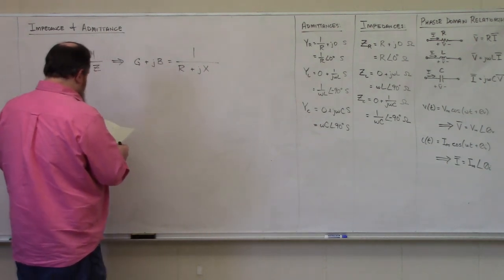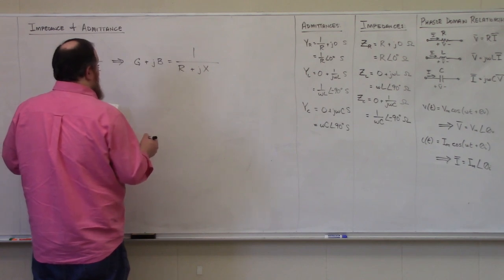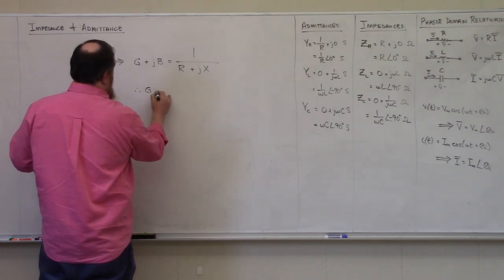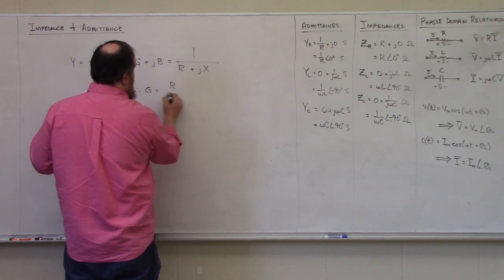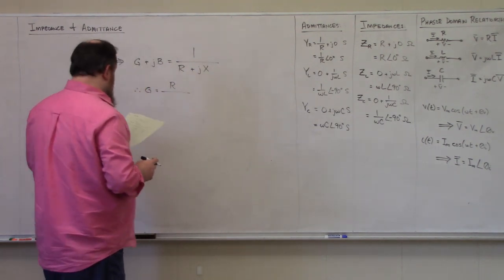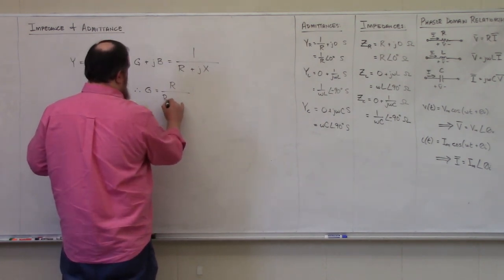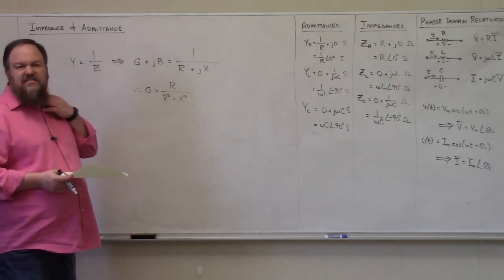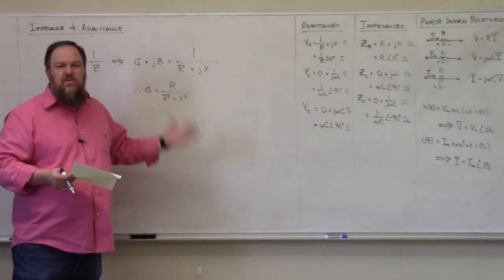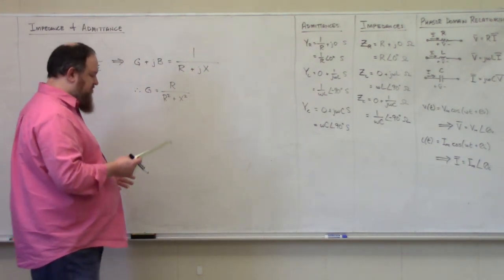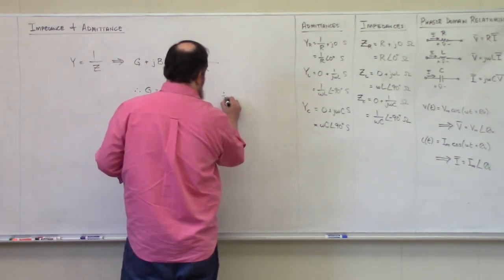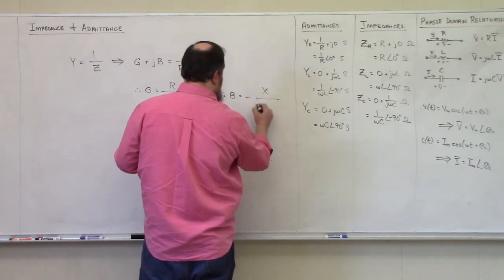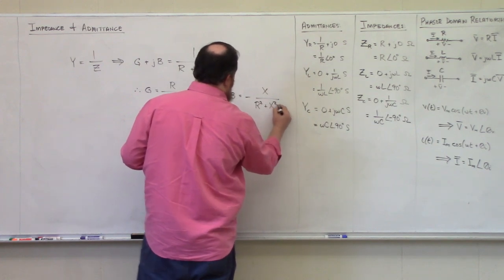So from this, we can see that G, our conductance, expressed in terms of our impedance, is R over R squared plus X squared. Now, in a DC circuit, we saw that G should simply be 1 over R, but we don't get that nice and easy relationship anymore, which is what I'm trying to illustrate here. Similarly, we can find that our susceptance, B, will be negative our reactance divided by resistance squared plus reactance squared.